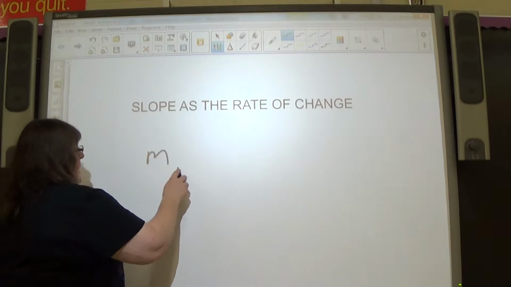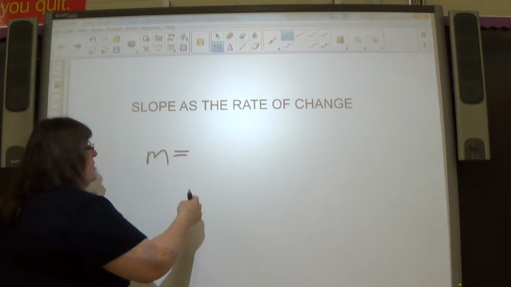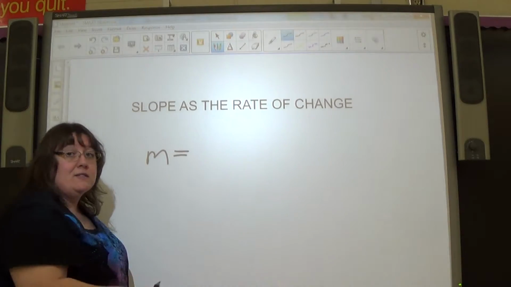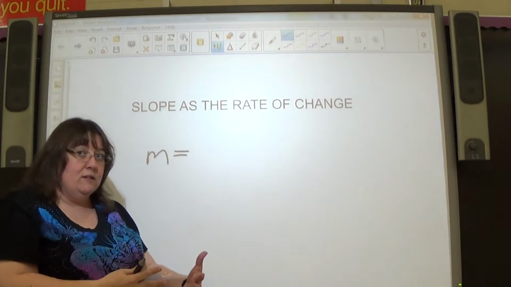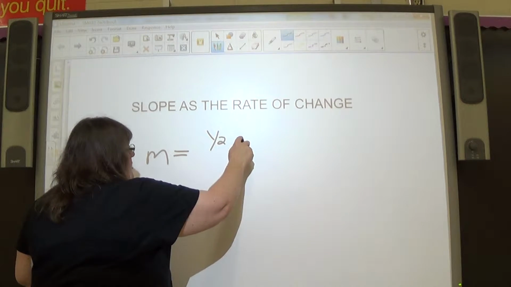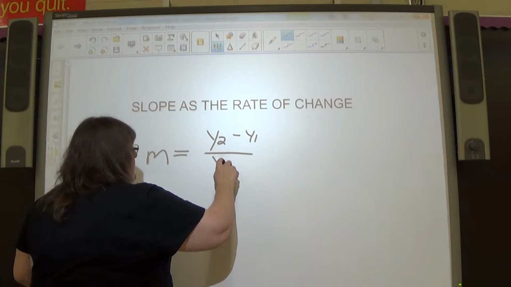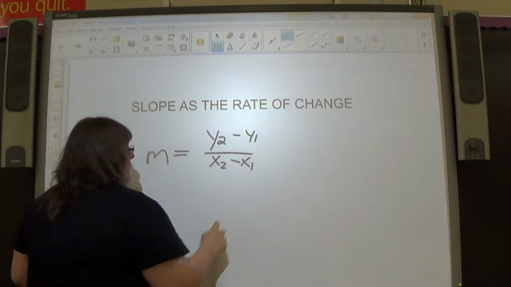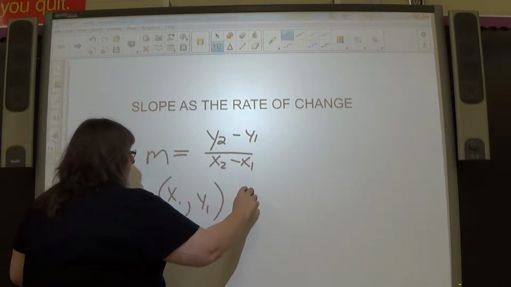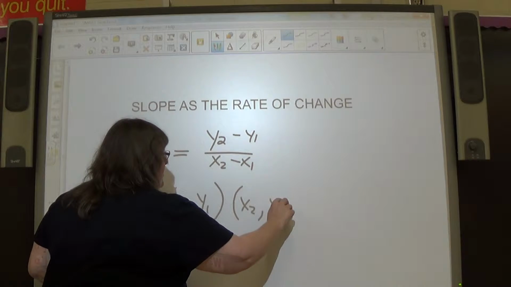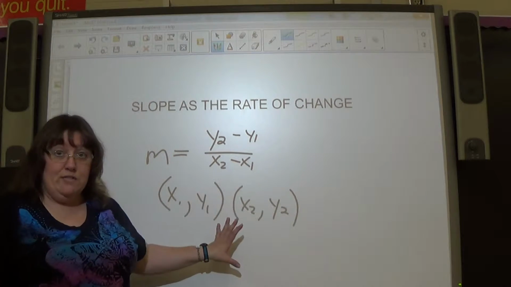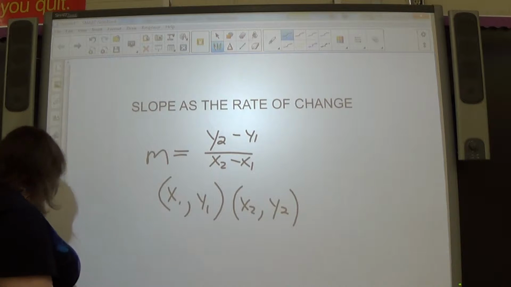Slope is known as m, okay? And we're looking at how the line moves between 2 points. So we're looking at movement with slope, okay? So in the case of slope, we have y2 minus y1 over x2 minus x1, okay? And remember, x1 comma y1 and x2 comma y2 are the coordinates that you're given. So keep this in mind, we're going to be using this a lot today, okay?